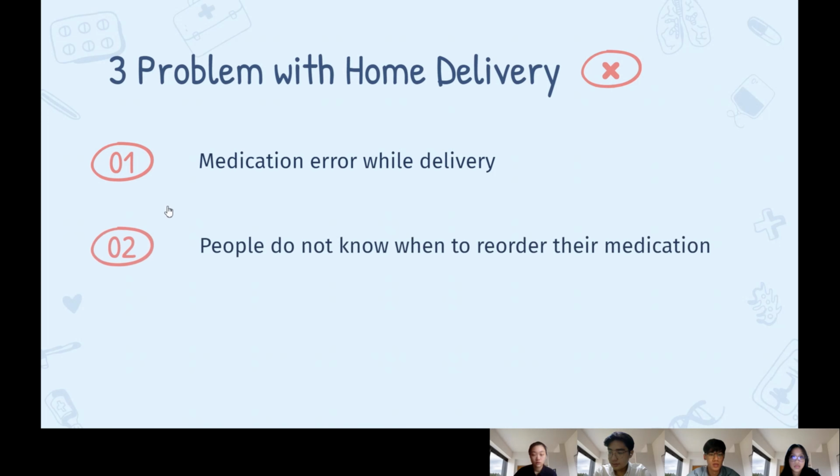Now, I will share more about the problems that might occur during home delivery orders. The 3 main problems that we have identified are: firstly, there is a possibility of wrong medication being delivered to the patient. Second, people do not know when to reorder their medication, especially for the elderly who stay alone. Thirdly, we feel that there could be some improvement regarding the delivery timing.